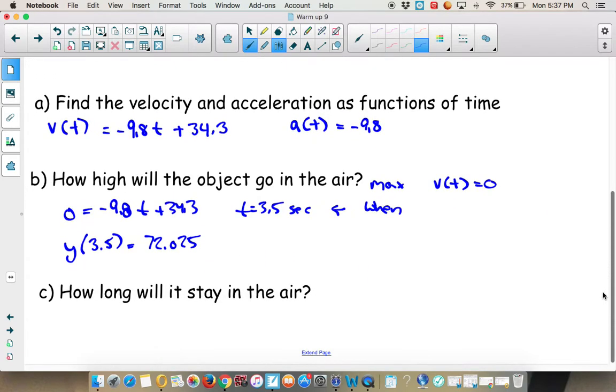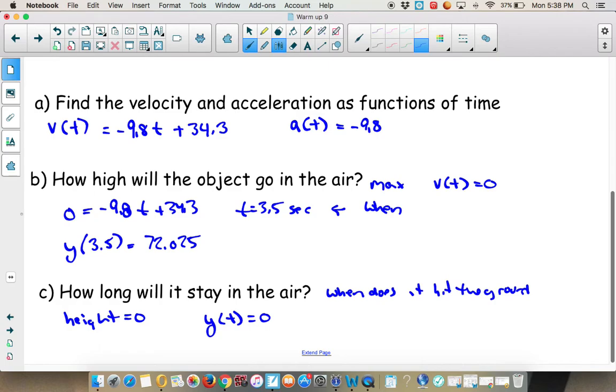Okay, the next question is, how long will it stay in the air? Well, that means it stops being in the air. When does it hit the ground? When it hits the ground, well, that's asking for your height. So height of 0. So I'm going to set y of t equal to 0. And I'm going to say, when is that? So you're going to evaluate and find your t.